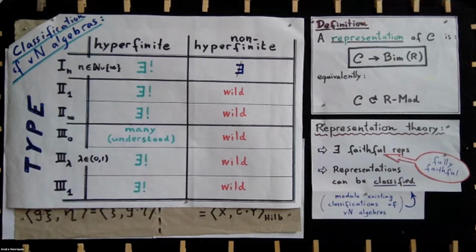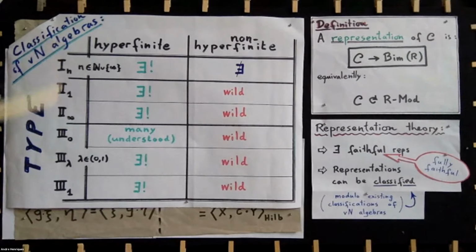And then every von Neumann algebra is a direct sum, in some generalized sense, of things of type 1, 2, and 3. If you're hyperfinite, there exists a unique one in each of these. Type 3, 0, there are many, but how many there are is, again, well understood. Whereas in the non-hyperfinite case, it is completely wild and hopeless. This is not a thing to try and classify.